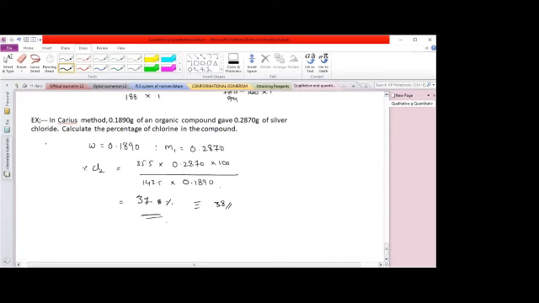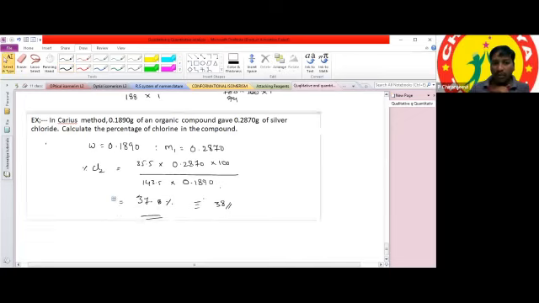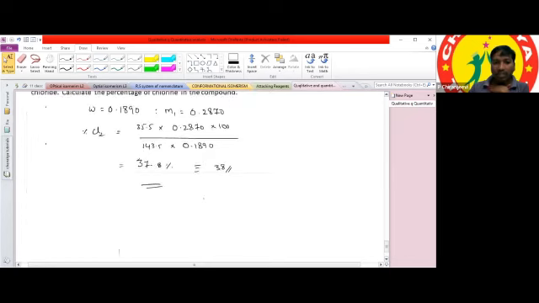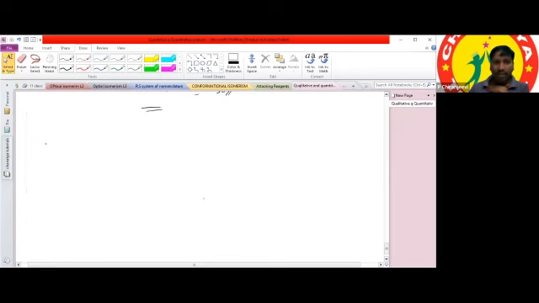So then we'll go for another concept. What is the other concept here? Estimation of sulfur.